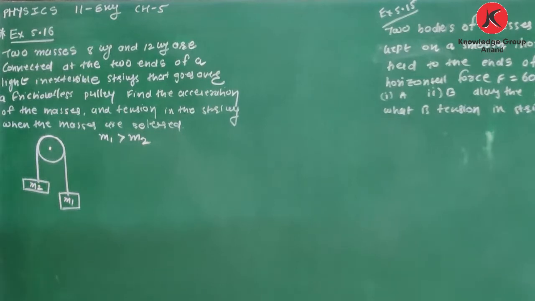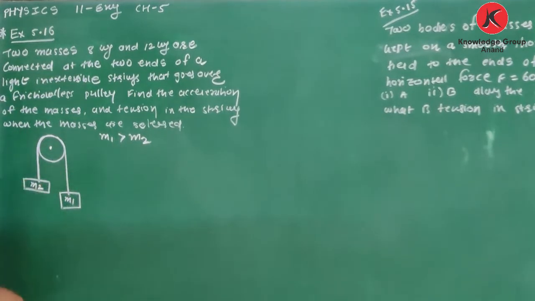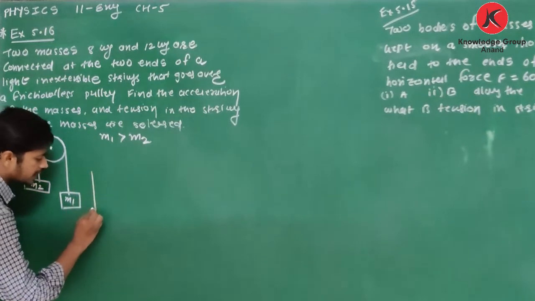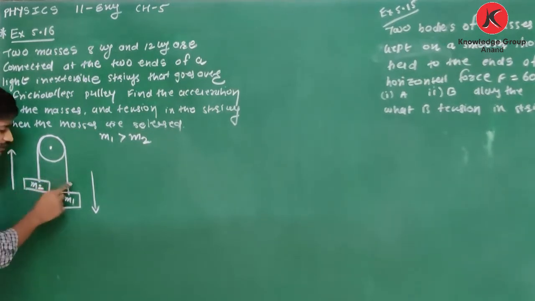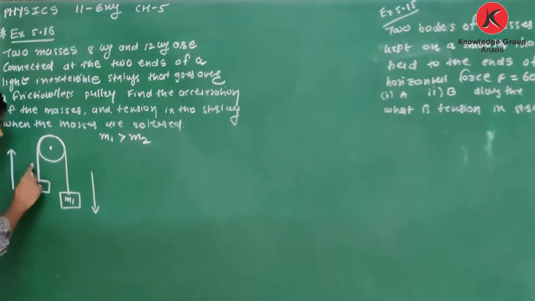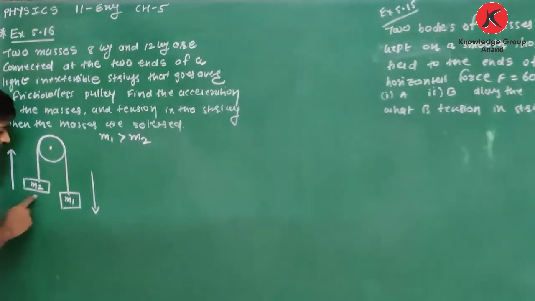If I release these masses, obviously as M1 is greater than M2, this M1 block will move in downward direction, while this M2 block will move in upward direction. As these two blocks are connected with the help of the same string, they are called connected bodies. And we know that for such connected bodies, acceleration is the same. Yes or no?